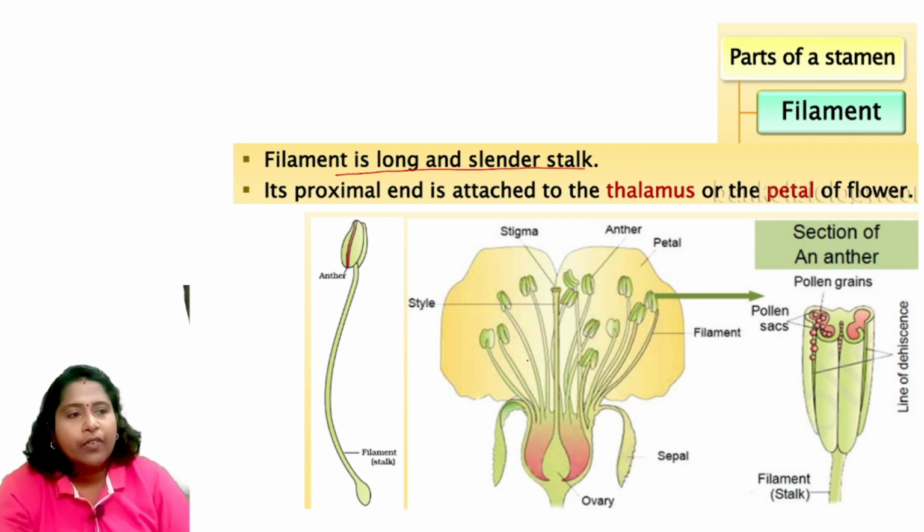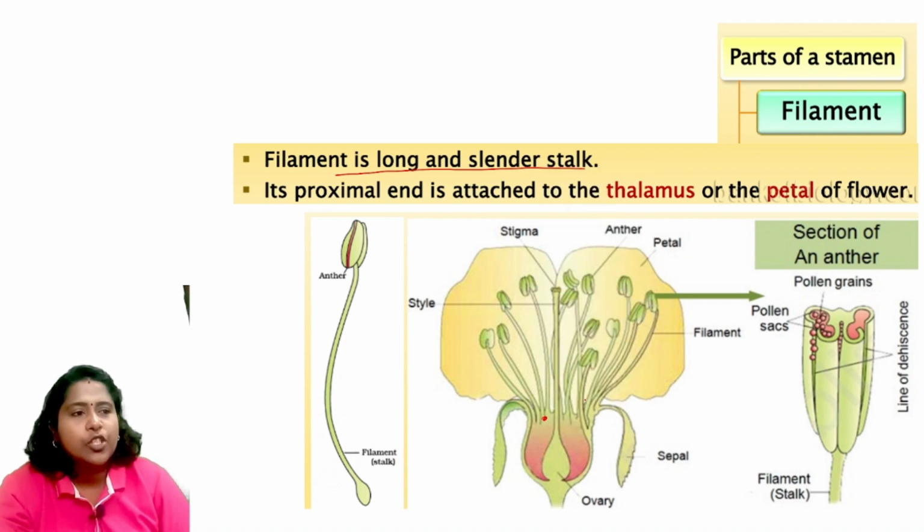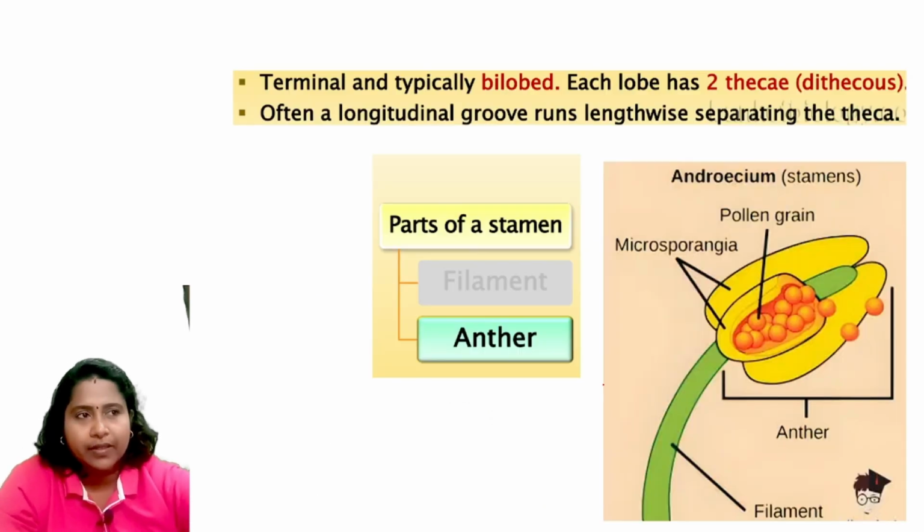Either it will be attached to the thalamus, or it may be attached at the base of the petal. Either it will be attached at the base of the petal, or it will be attached at the thalamus part. These are the androecium parts.